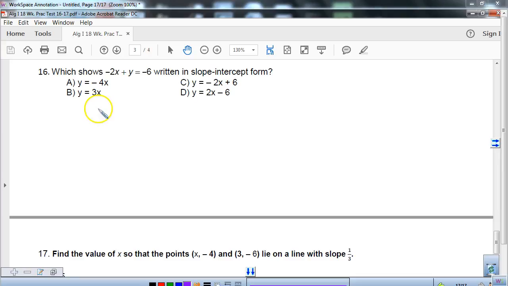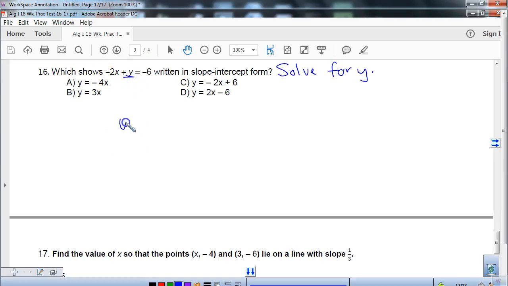Number 16 asks which shows negative 2x plus y equals negative 6 written in slope-intercept form. Now in class we have not explicitly talked about slope-intercept form. Some of you have seen it before, and that's wonderful, but we are going to talk about that in January. What we need to do is solve for y. This is something we have done many, many times. So we just need to isolate y, which should be pretty easy.